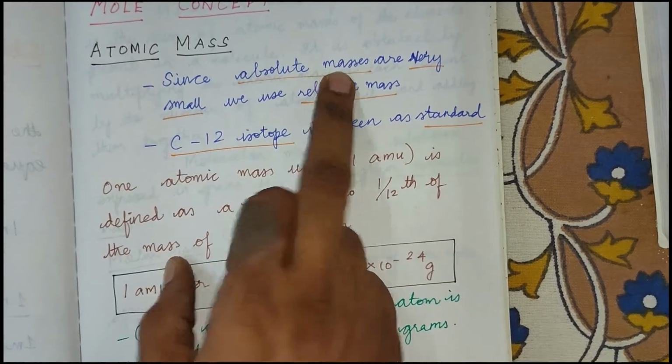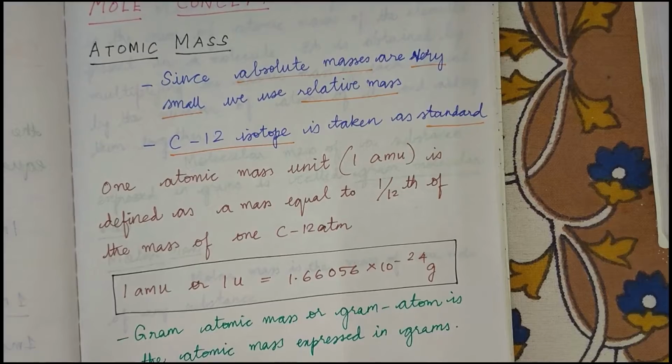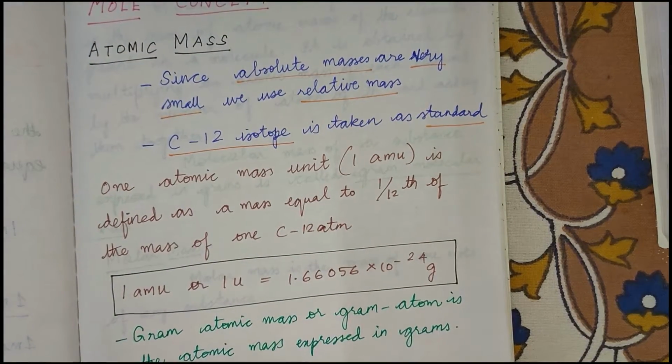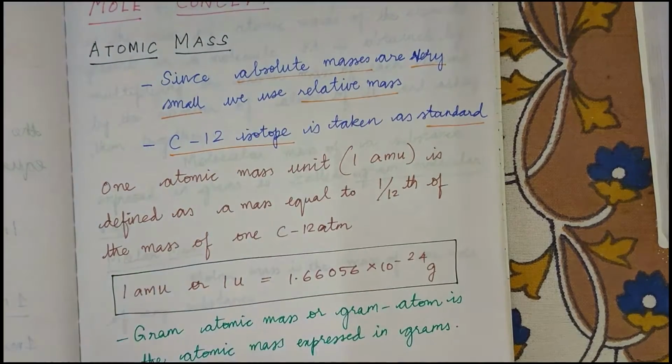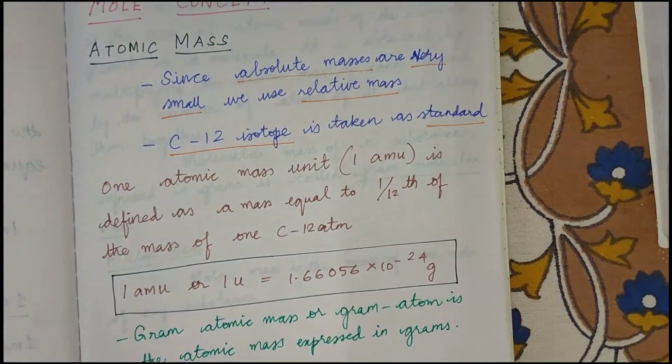Since absolute atomic masses are very small, we use relative atomic mass. So that is the very first point. Absolute masses are very small to measure and very small to use. So we are using a relative atomic mass. For that, we are using carbon 12 isotope as a standard.